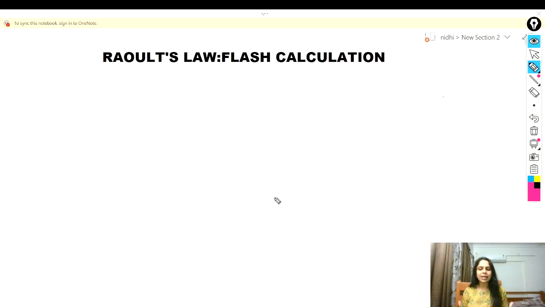And what is flash calculation? In this, a liquid at a pressure equal to or greater than its bubble point pressure flashes or partially evaporates when the pressure is reduced. It then produces a two-phase system of vapor and liquid in equilibrium. We have already discussed these things in the PXY diagram and TXY diagram.